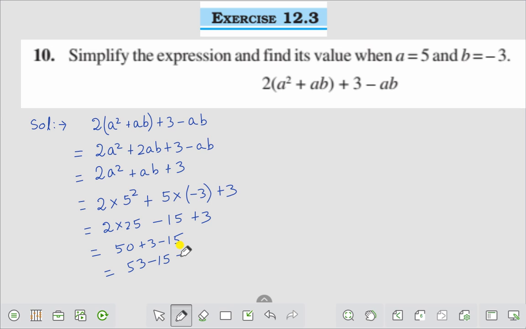And 53 minus 15 is, if we subtract 53 minus 15, then we'll get 8, 5 is 13, carry 1, 1 and 2 is 3, that is 38. Therefore, the answer is equal to 38. This is the answer.